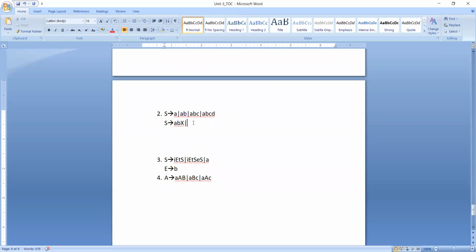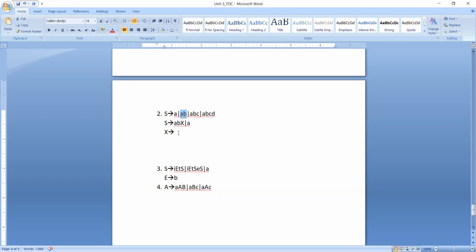This small a is going to act like a gamma. There are two possibilities for this grammar. Let me tell you both the ways. So this small a is going to act like a gamma. And what about the capital X productions now? Once you take out the AB part from here, what will be left over?